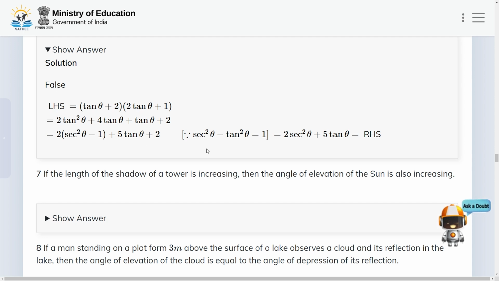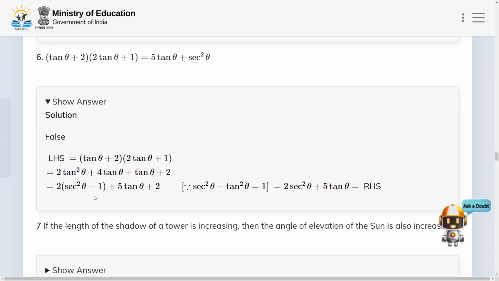And we know the formula sec square theta minus tan square theta is equal to 1. If we use this formula in this line, we get 2 times sec square theta minus 1 plus 5 tan theta plus 2. This is equal to 2 sec square theta plus 5 tan theta, which is not equal to the right hand side, 5 tan theta plus sec square theta. So the given statement is a false statement.